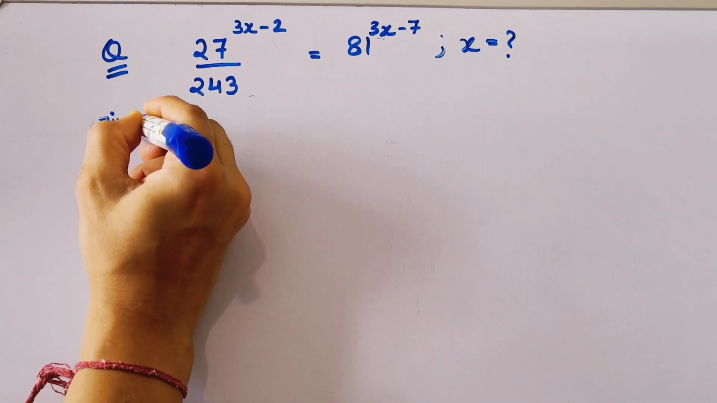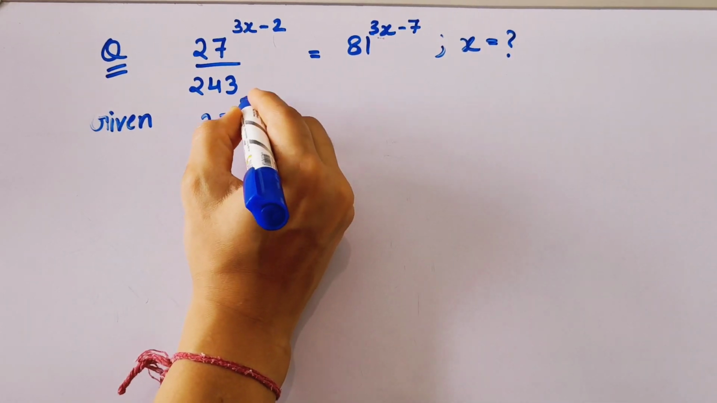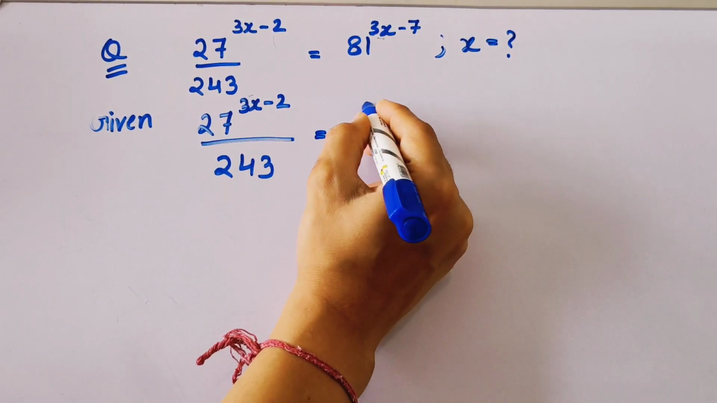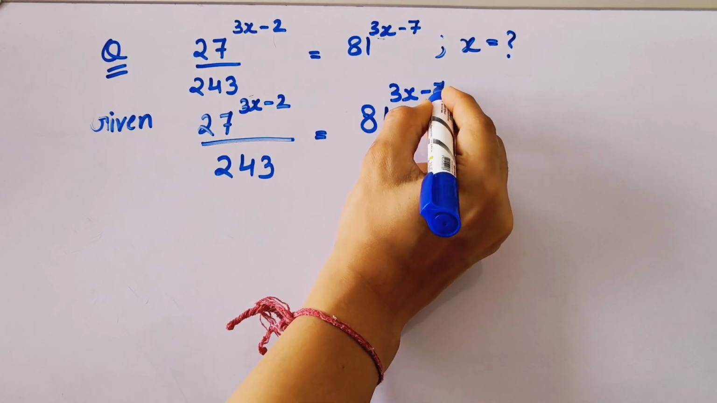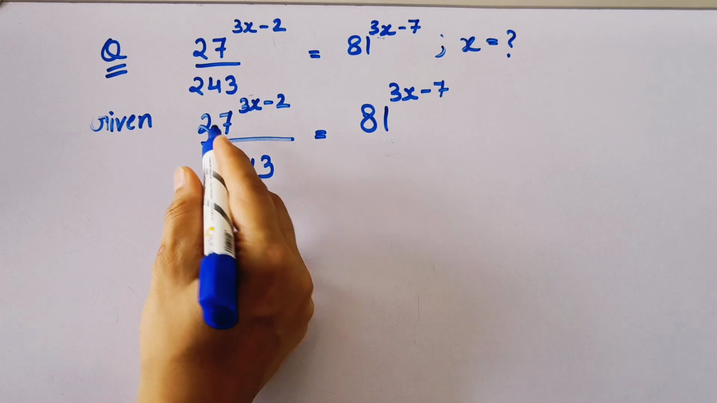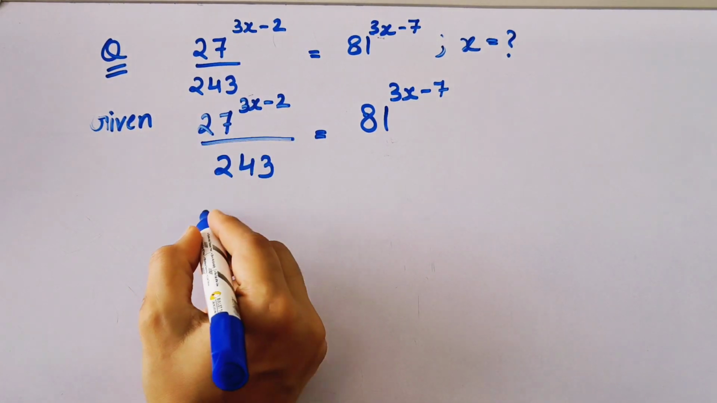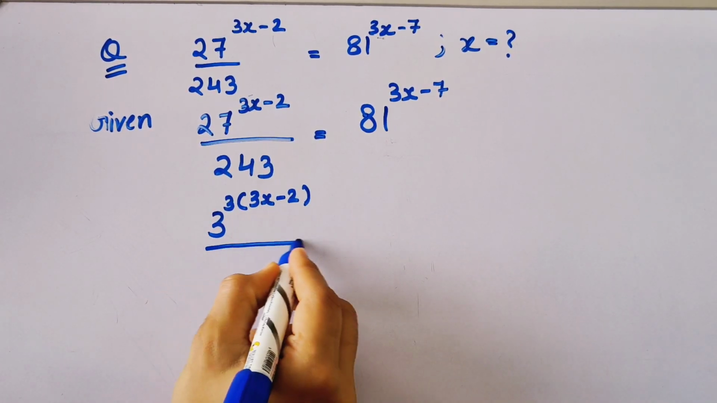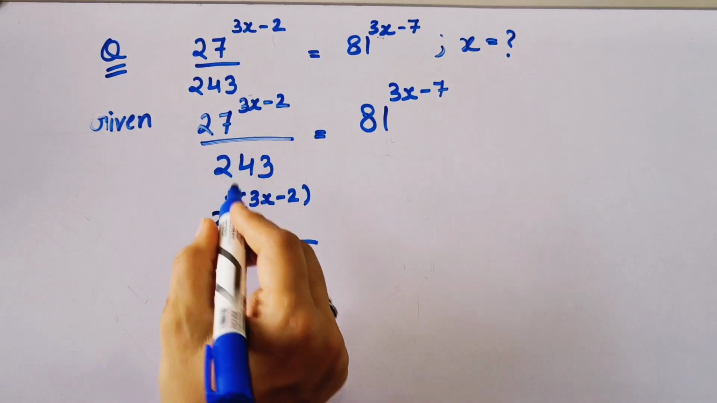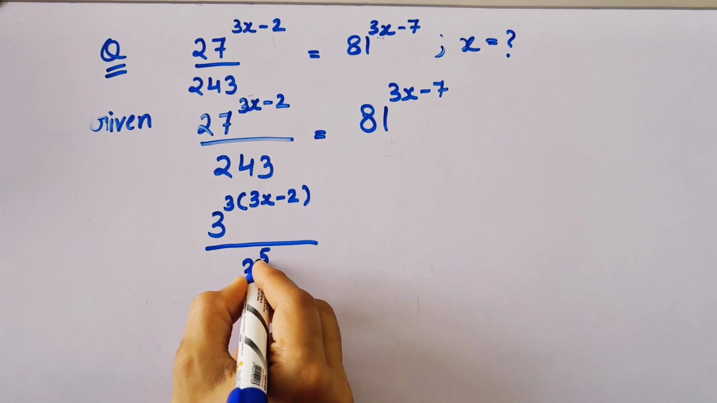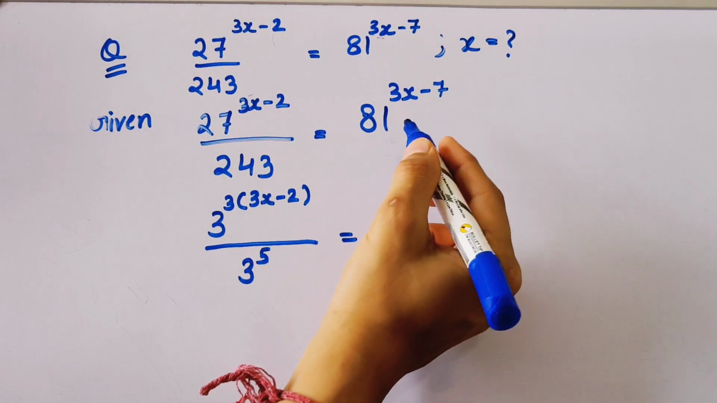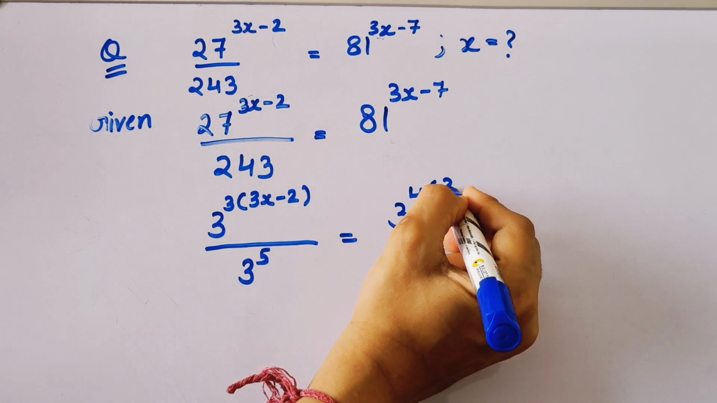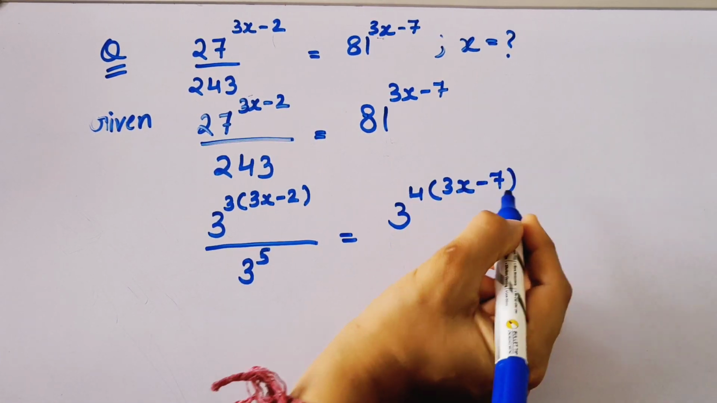So we have given 27 to the power 3x minus 2 divided by 243 equal to 81 to the power 3x minus 7. Okay, so now we'll simplify. 27 is the cube of 3, so I will write 3 cube, bracket 3x minus 2. And 243 we can write as 3 to the power 5. And in the place of 81 I can write 3 to the power 4, bracket 3x minus 7.